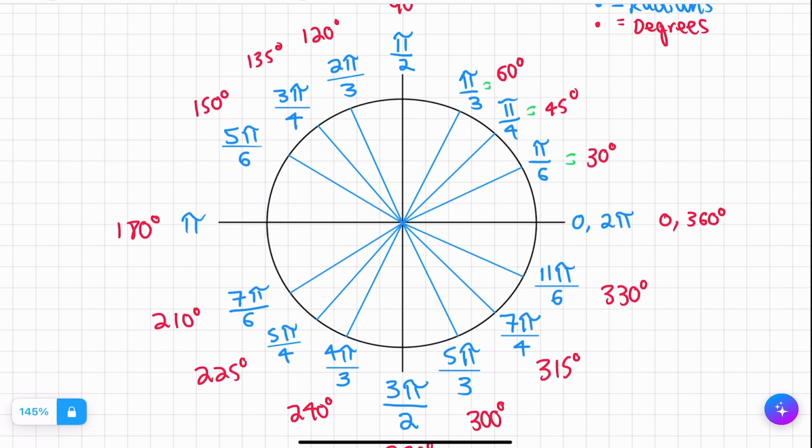I just want you to pause the video and take a look at these angles to get acquainted with seeing them for the first time if you haven't seen them before. And then we'll wrap up the video by talking about why radians are actually important.